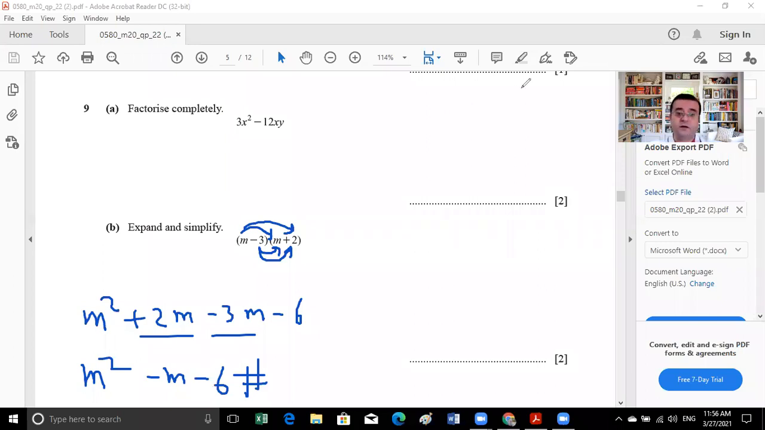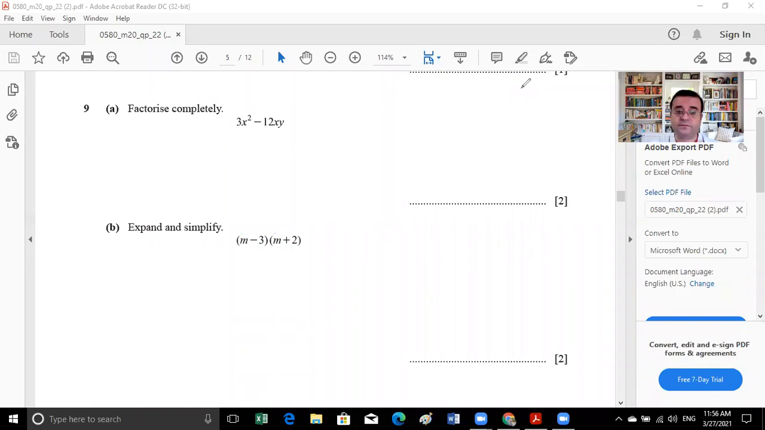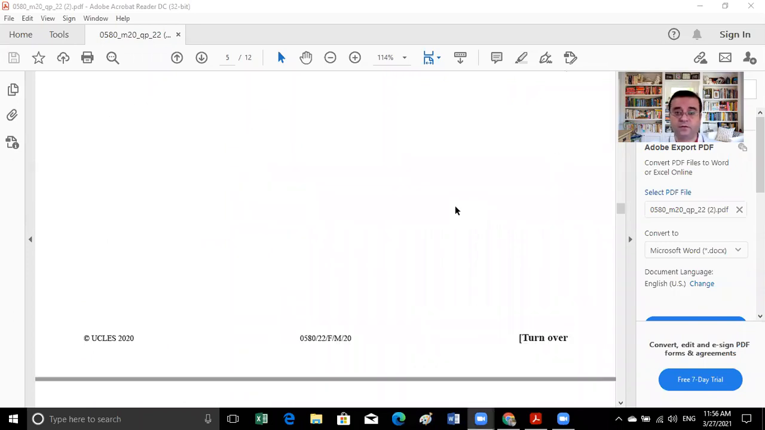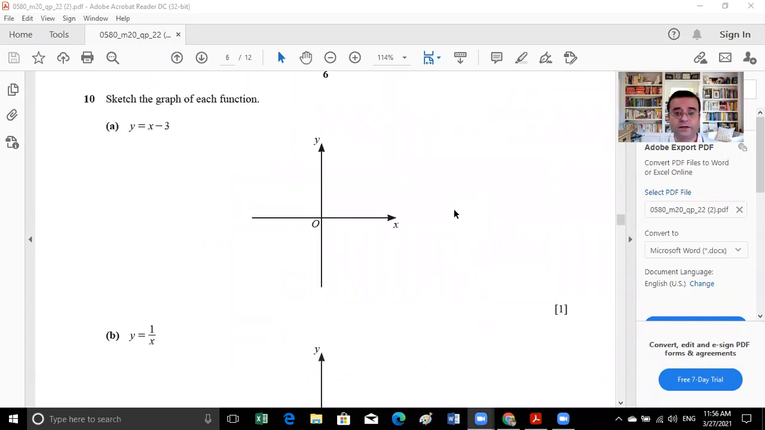Now we move here: sketch the graph of each function. So, is this one linear or quadratic? Students? Linear. Very good. Why linear? Because we have x to the power 1. If you have x to the power 2, we call it quadratic.